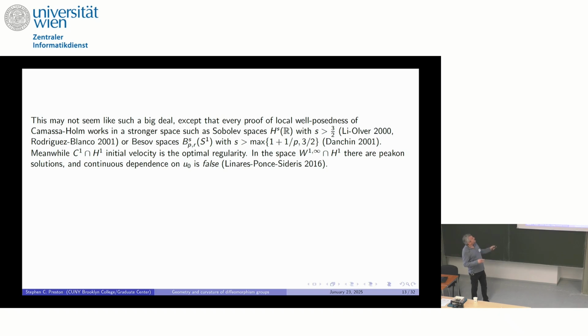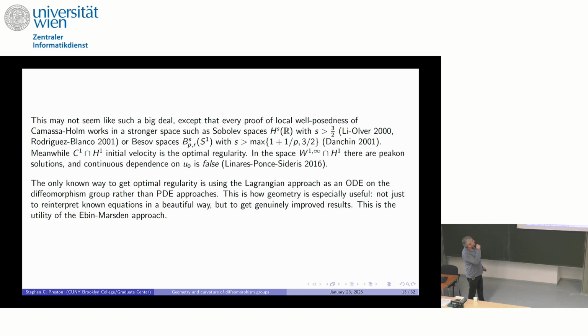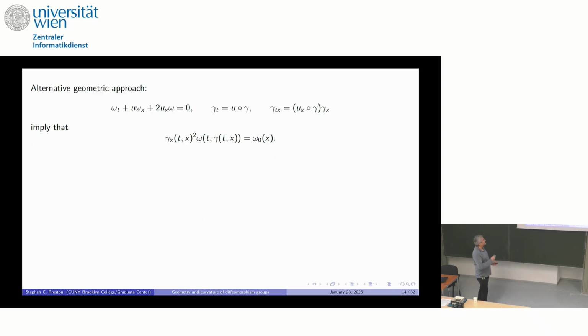Right? And as soon as I break things a little bit, if I work in W1 infinity intersect H1 instead of C1 intersect H1, if I give up just that tiny little bit, the whole result fails. So it's the best possible result, and you only get it if you're thinking geometrically. So that's the advantage here of this approach. That's the only way I know, at least, to get optimal regularity for these PDEs is to actually think of them as ODEs.